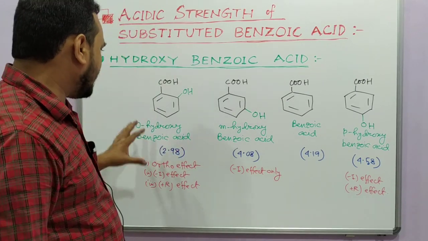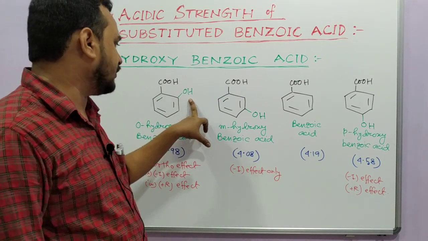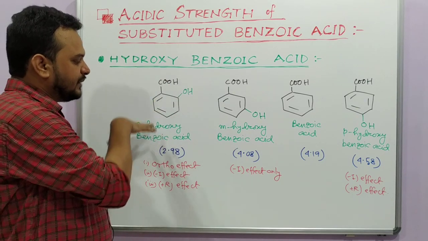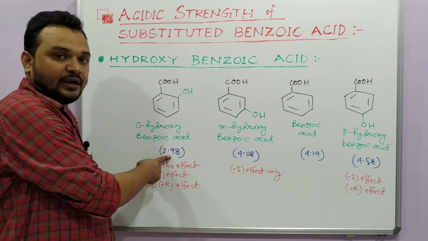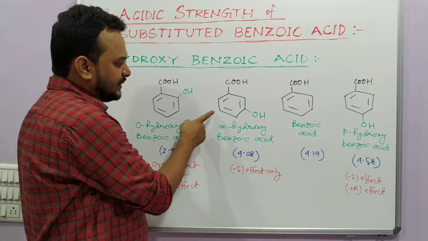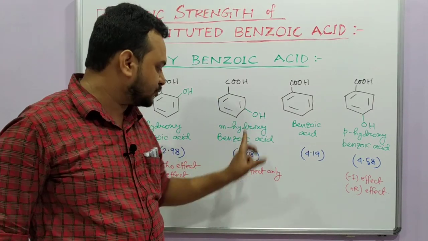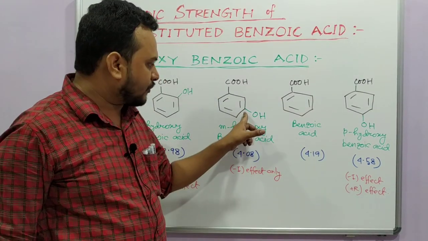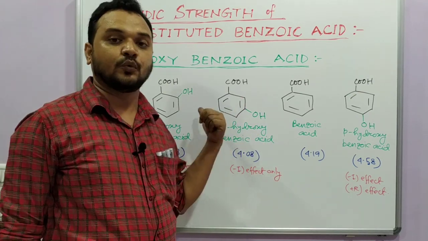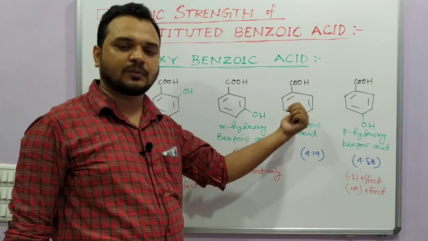Now as soon as we get the substituent at ortho position, we don't need to see whether it is donating or withdrawing. Because of the ortho effect, ortho hydroxybenzoic acid will be the most acidic, having pKa 2.98, a very strong acid. Then comes meta hydroxybenzoic acid. Why? Since it is at meta position, it can show only minus I effect; from meta position it cannot show plus R effect. So as a result, it becomes an electron withdrawing group. Since it is electron withdrawing, it will be more acidic than normal benzoic acid.